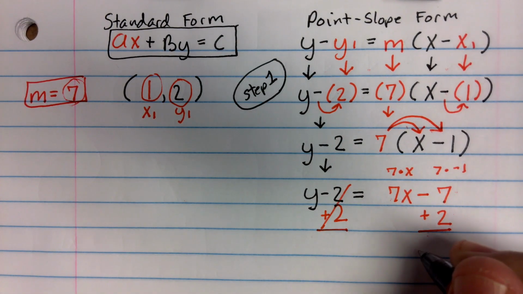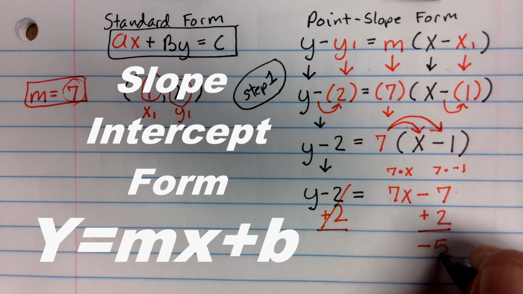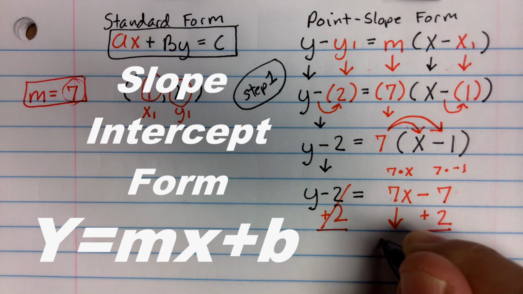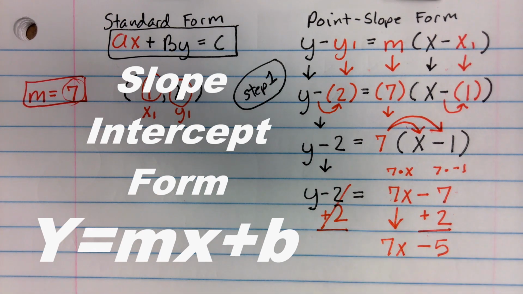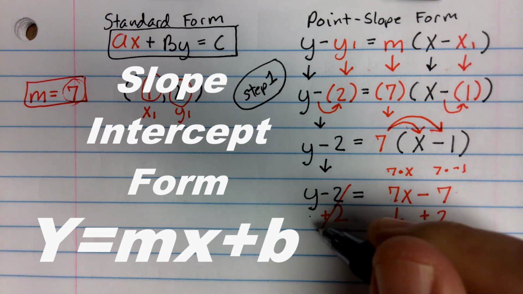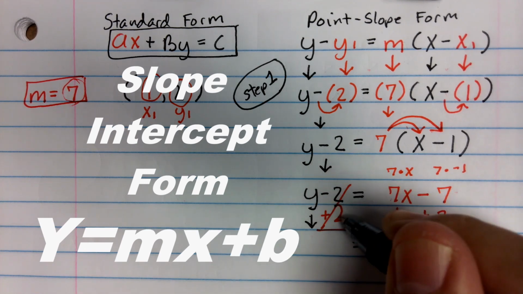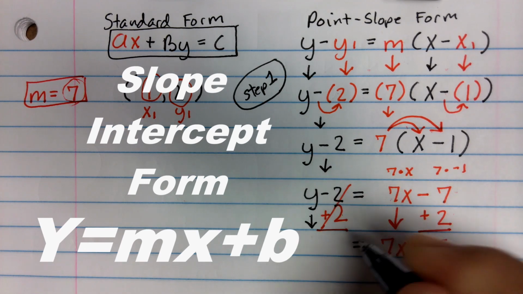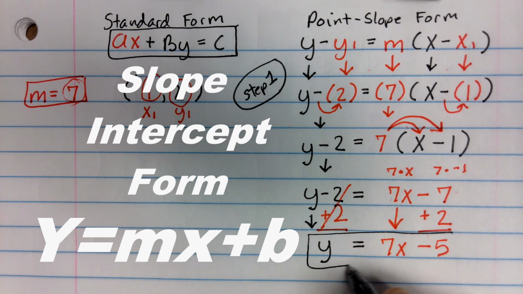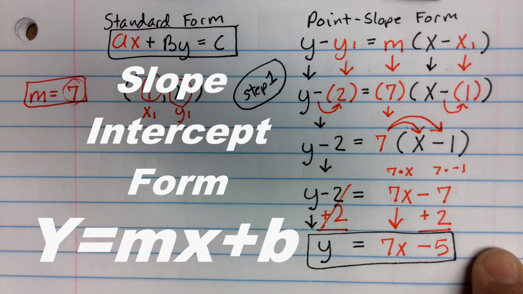So I'm going to move this up a little bit. This has now become negative 5. I'm then going to bring down the 7x in front of it. I'm going to bring down my equal sign, and the only thing left over on the left side of the equation, because this right here became 0, is just y. So I'm going to box it. So now what we have is an equation in slope-intercept form.